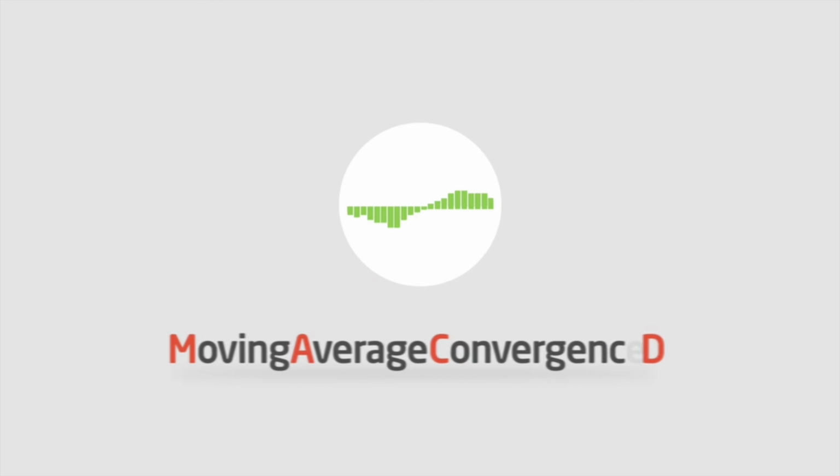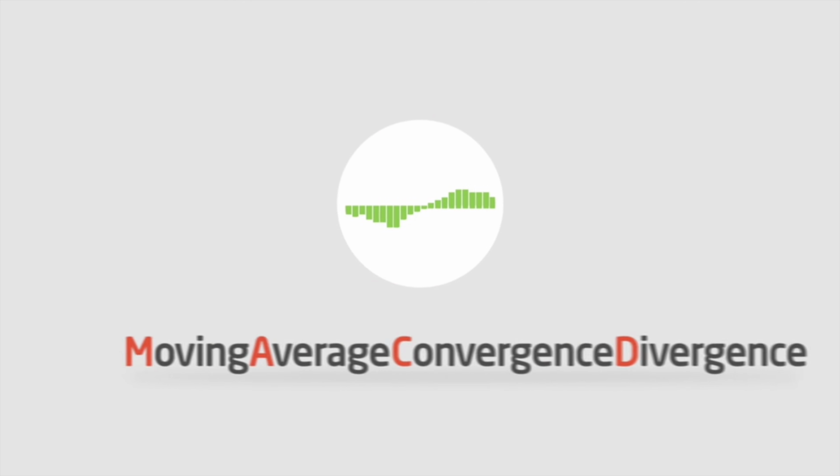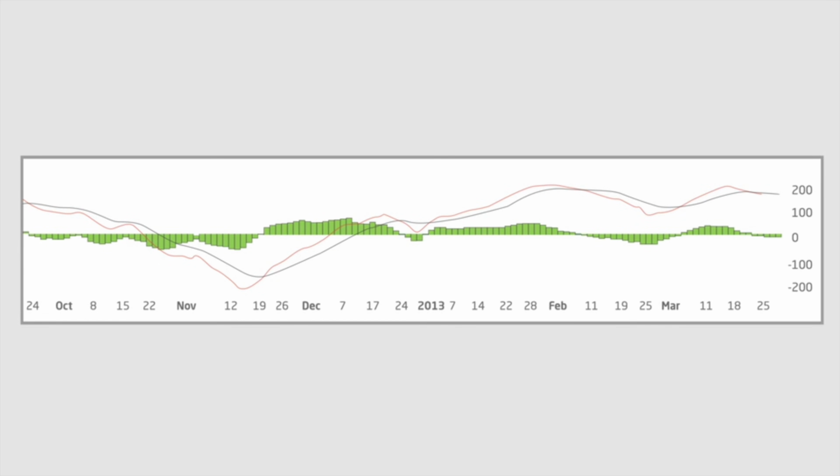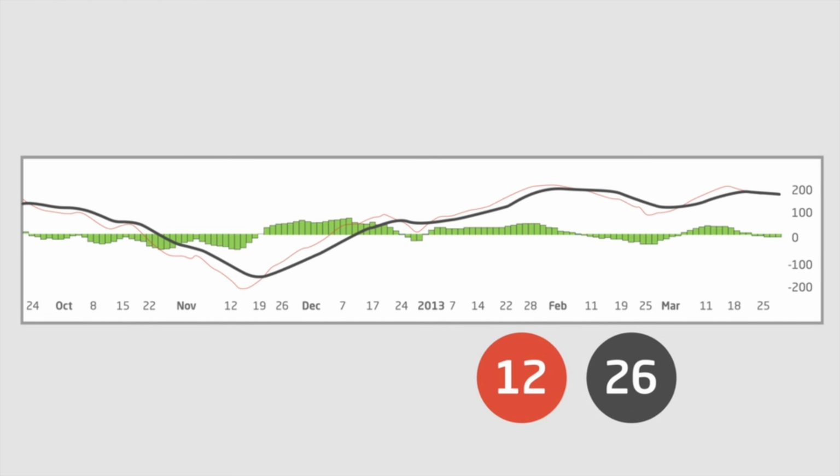MACD stands for Moving Average Convergence Divergence and is used to indicate a potential bullish or bearish trend reversal. The indicator consists of 2 lines representing a fast and slow average, along with a momentum histogram, represented by bars in the middle of the indicator window. Most charting packages use a default setting of 12 periods for the fast-moving average, 26 periods for the slow-moving average, and 9 for the histogram.